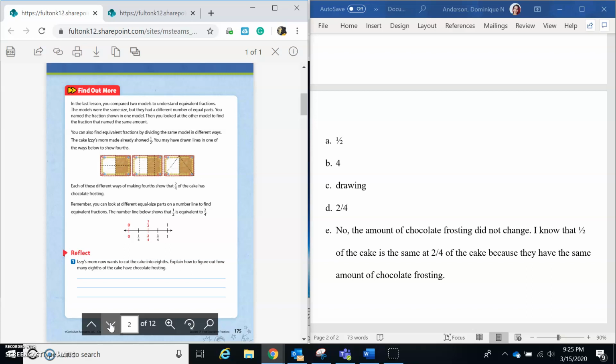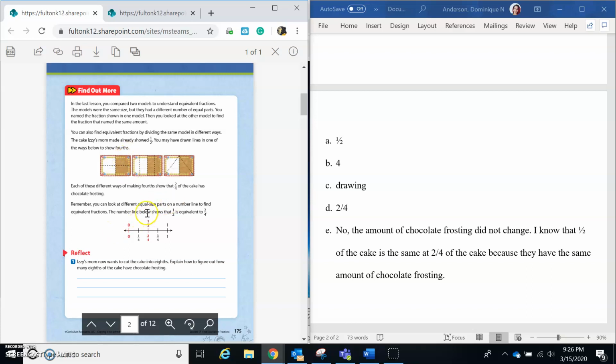So I know most of us probably did this one or this one. If you did this one, really cool. I need to think about that one though. Each of these different ways of making fourths shows that 2 fourths of the cake has chocolate frosting. So this is what we were talking about. Here it's 2/4, but I didn't go over. There's no more chocolate over here. I didn't change the amount that was on the cake. It's still the same amount. I just broke it into smaller pieces now.